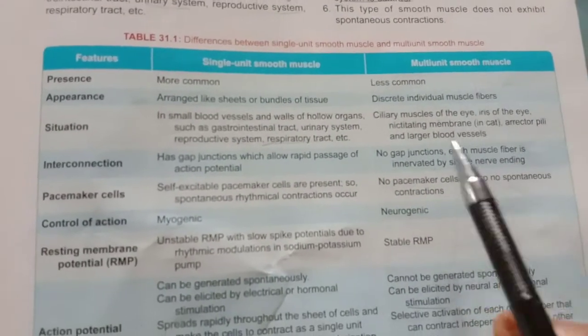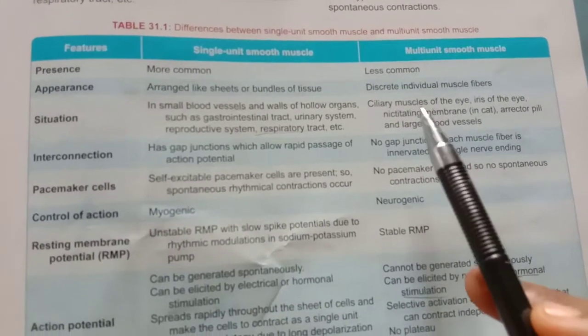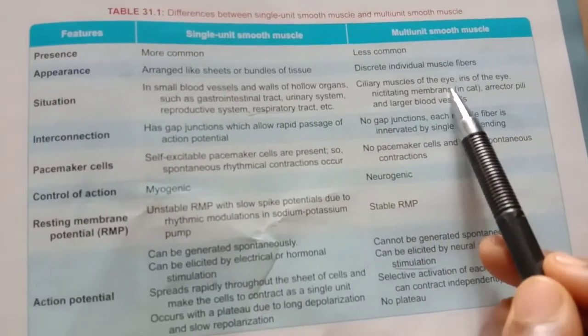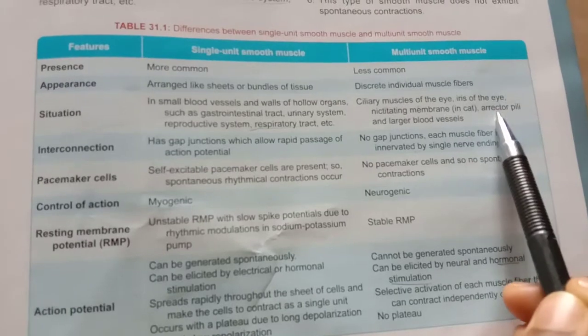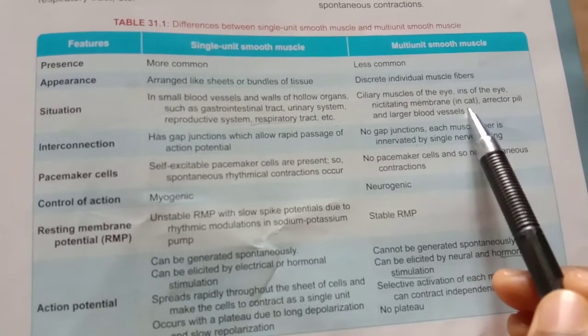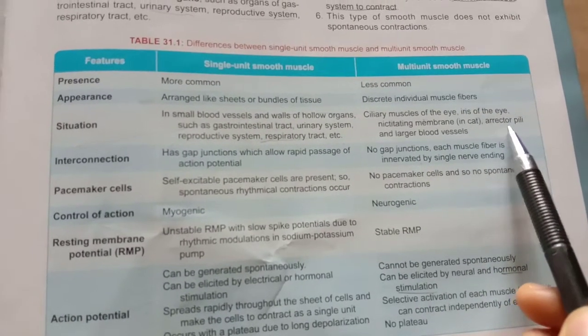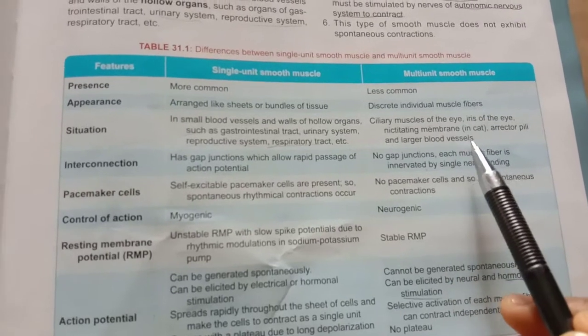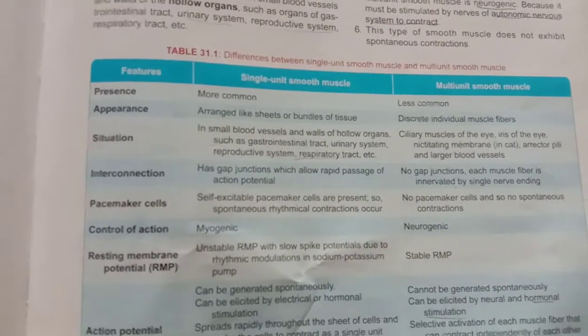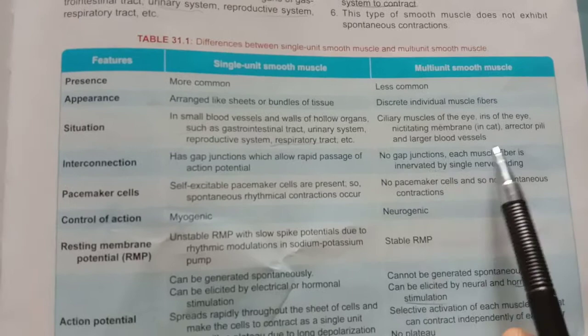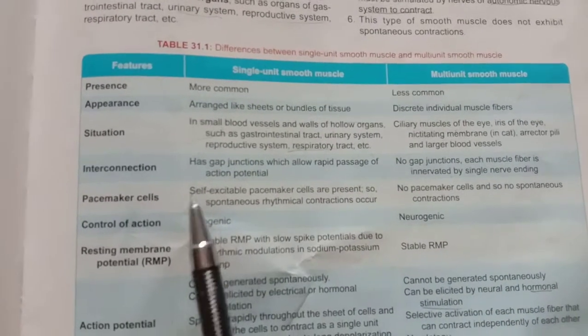This multi-unit type, we know, is present very rarely. See, it is found in the ciliary muscles of the eye, iris of the eye, nictitating membrane in cat, arrector pili and large blood vessels. Okay, that's all.